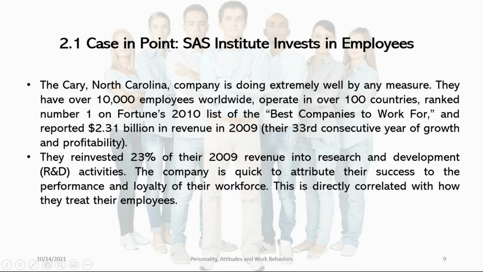The Cary, North Carolina company is doing extremely well by any measure. They have over 10,000 employees worldwide, operate in over 100 countries, ranked number 1 on Fortune's 2010 list of the best companies to work for, and reported $2.31 billion in revenue in 2009, their 33rd consecutive year of growth and profitability. They reinvested 23% of their 2009 revenue into research and development, the R&D activities. The company is quick to attribute their success to the performance and loyalty of their workforce. This is directly correlated with how they treat their employees.